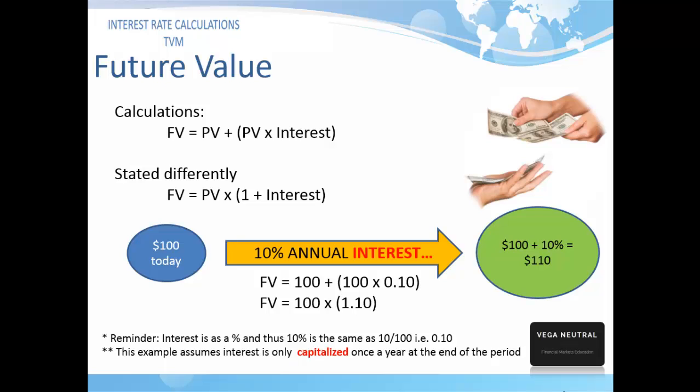So let's look at the real example. $100 plus 100 times 0.1 equals 110. Or alternatively, 100 times 1.1 also equals 110. Now I have to remind you, even though interest is written out as 10%, when we do equations, we use it in decimal format. In other words, 10 units out of 100 units, 10 divided by 100 equals 0.1. And that is the number that you'll use when you do interest rate calculation. Again, this example assumes interest is capitalized once a year at the end of the period.